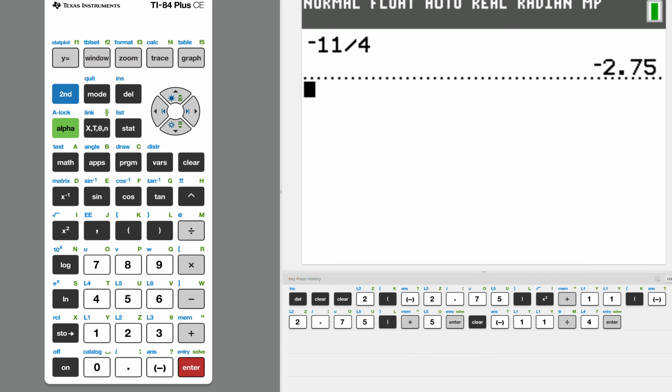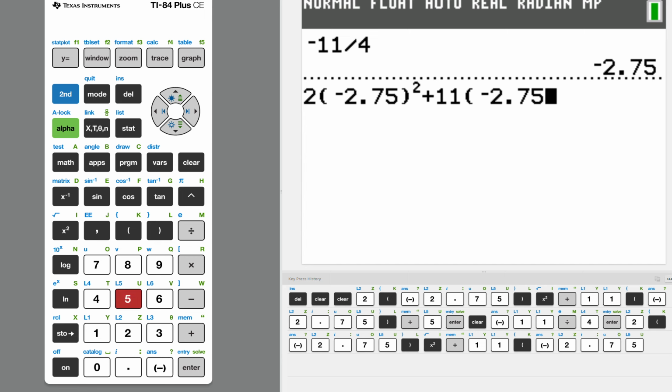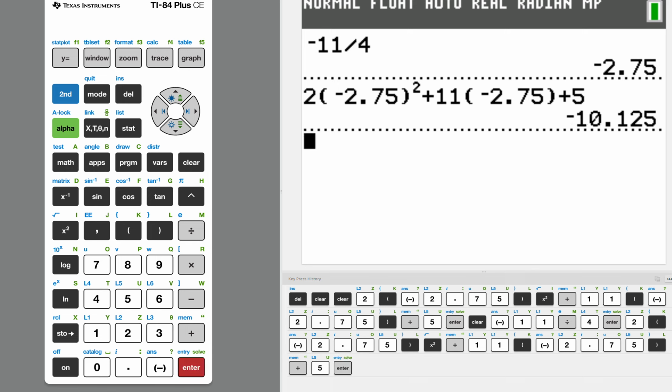And for this, I just put it in my calculator. So I'd go over here and I put in 2, and then my parentheses, negative 2.75, close my parentheses, and square it. Remember to square that. If you don't put the square, you won't get the right answer. And then put plus 11, parentheses again, negative 2.75, close the parentheses, and then plus 5. And then just hit enter. If you've done that correctly, you should get negative 10.125.